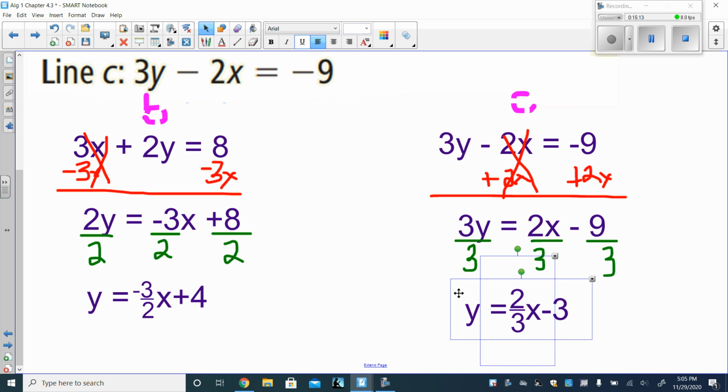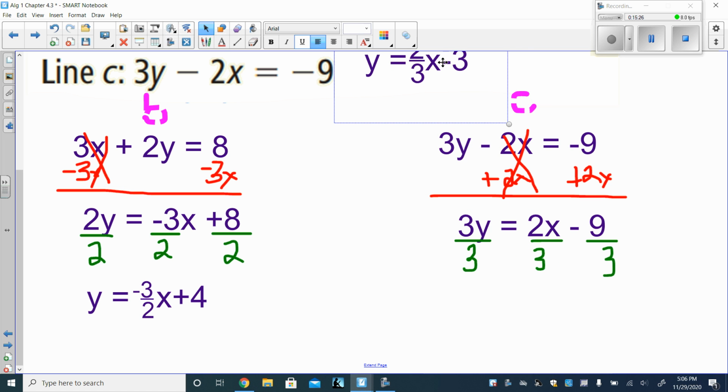So our equation for line C, when we get it into slope-intercept form, once we move 2x over by adding 2x, and then dividing by 3 to get y by itself, we got y is equal to 2/3 x minus 3. And I'll move it up here.